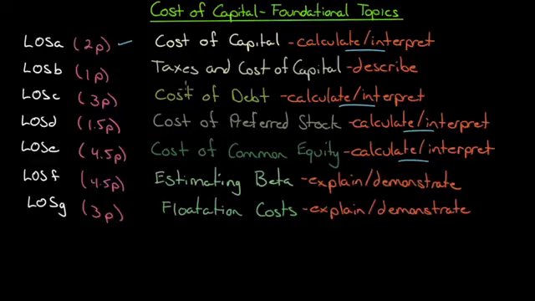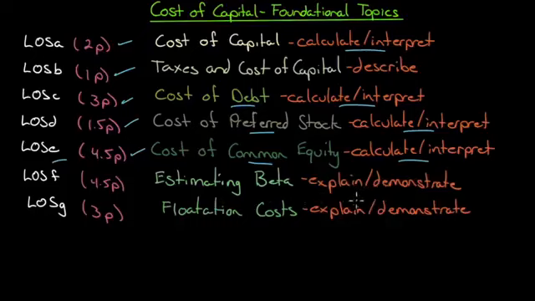2 pages onto LOSB, incorporating taxes into the cost of capital. Super easy, as you can see, 1 page. And then we go into each of the components of capital: cost of debt, cost of preferred stock, cost of common equity, all calculate and interpret. 3 pages, 1.5 pages, 4.5 pages. That gets us to the end of LOSE.